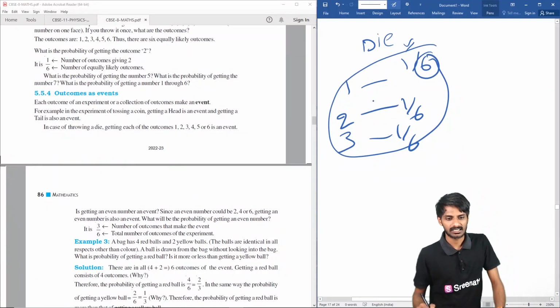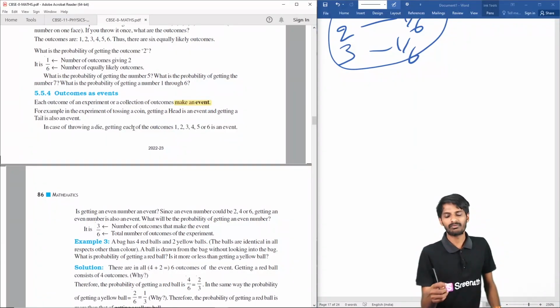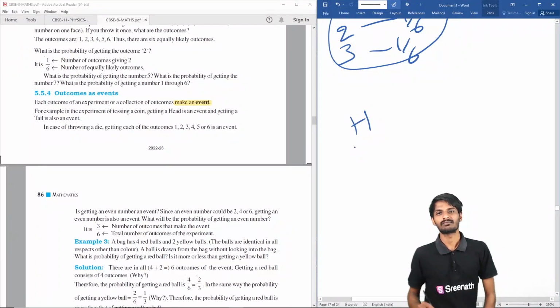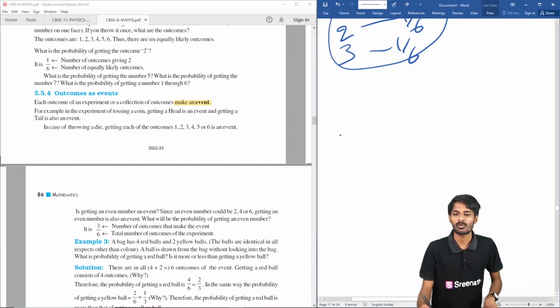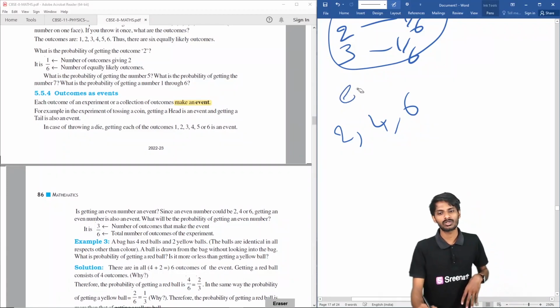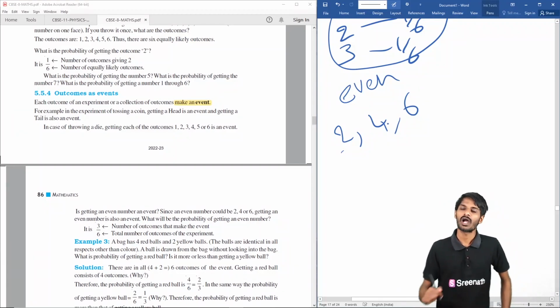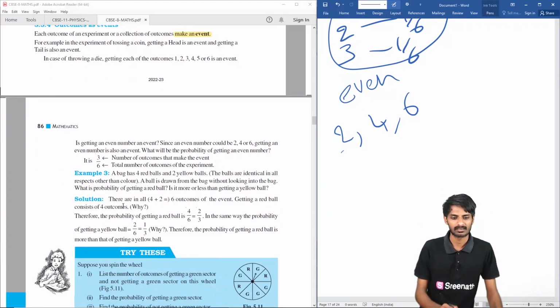Outcomes and events: each outcome of an experiment, or a collection of outcomes, is called an event. Okay students, if you toss the coin and you get the head, it is an event. And if we have planned something, say I want to get only heads, what is the probability? In the case of a die, if you want to get only even numbers, then 2, 4, 6 are the outcomes. So these are the events. An outcome is an event, students.